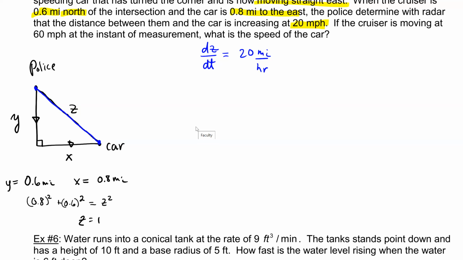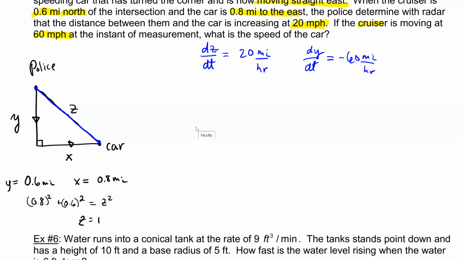Okay. What else do we know? If the cruiser is moving at 60 miles an hour, that sounds important, right? The cruiser, 60 miles an hour, which one is this? That's y. And which way is it going? Up or down? Down. So it's going to be negative, exactly. dy/dt is going to be negative 60 miles per hour because we're going down.